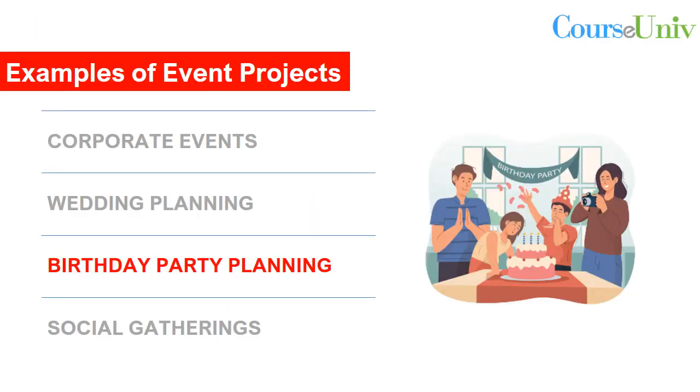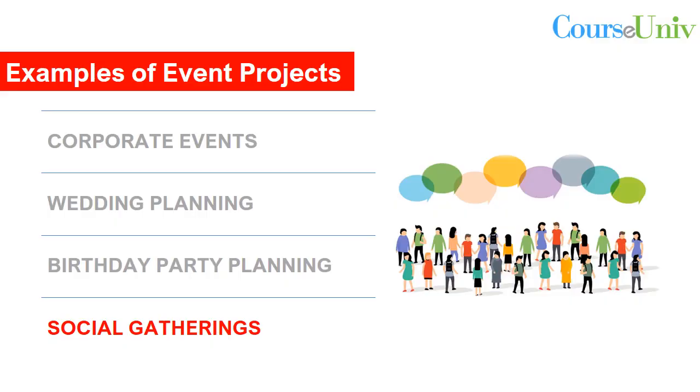Another example could be birthday party planning. However, the quantum of money is quite less, but if I talk about the quantity, the number of birthday party events is quite large. So you can do birthday party planning also. Another example could be social gatherings, kitty parties, get-togethers and so on. So these are all projects.